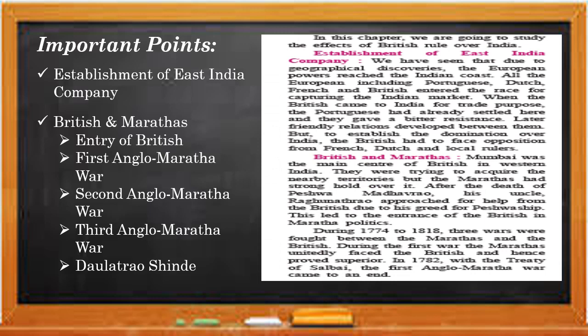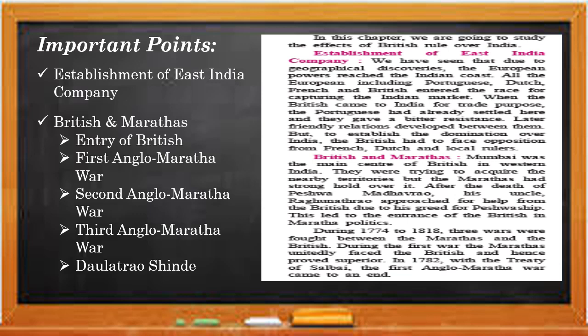Establishment of East India Company. Although the European powers including Portuguese, Dutch, French and British entered the race for capturing the Indian market, initially the Portuguese gave bitter resistance to the British, but later they developed friendly relations among themselves. But on the other hand, the Britishers had to face opposition from French, Dutch and many local rulers.